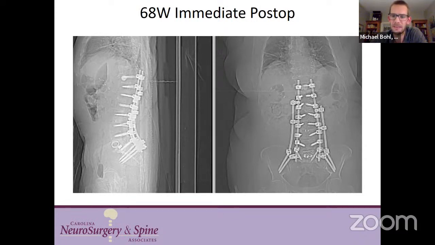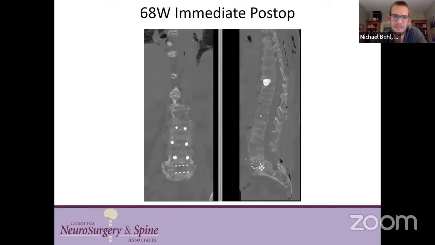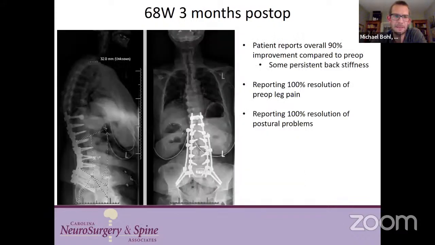So this is her immediate post-op CT scan. You can see the quad rod there with each rod going to its own pelvic fixation point. Here's the CT scan. Again, Harms cage down at the bottom at L5-S1, and now with a megaforamen between L4 and S1 pedicles. Neural elements all decompressed there.